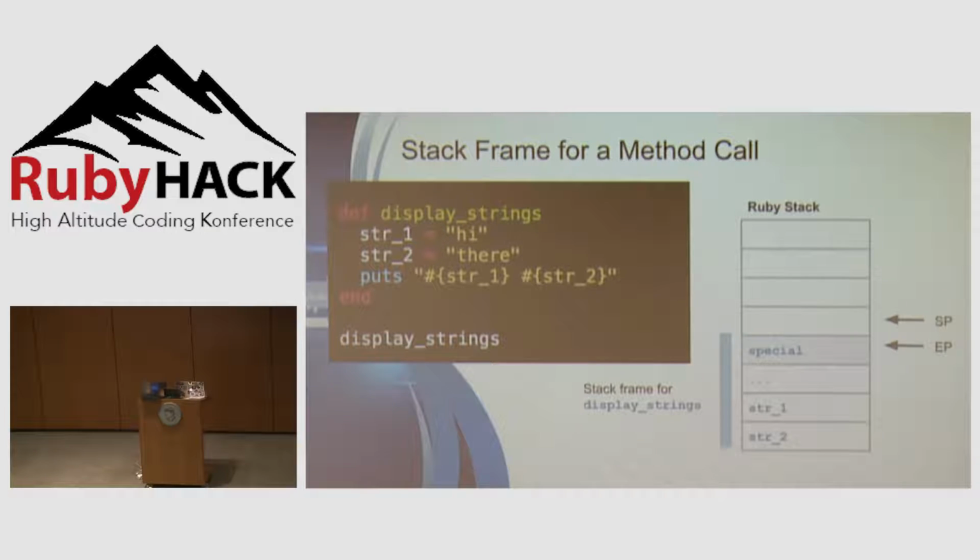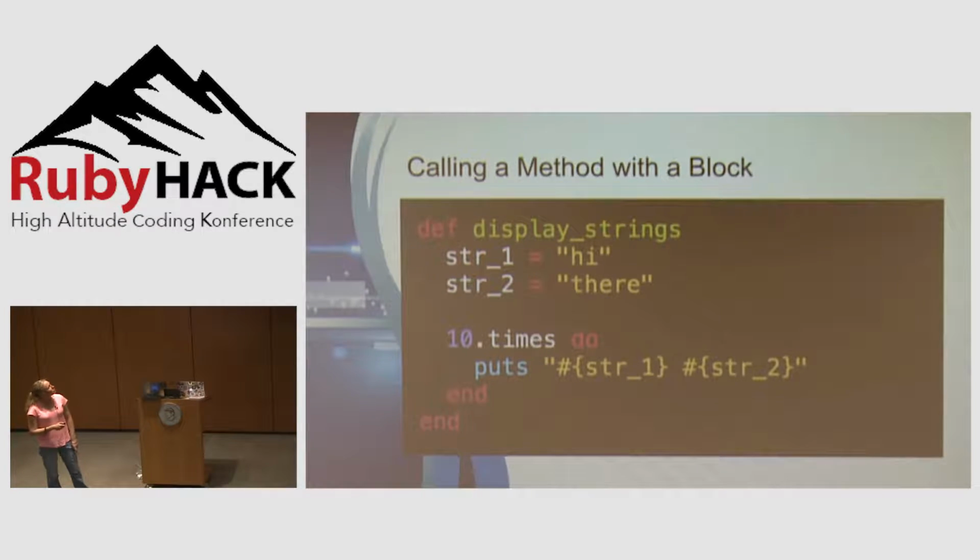Right, so this is everything that happens during a normal method call in Ruby. So let's take a look now at what happens on the stack when we call a method with a block. The method call I'm going to be looking at is this one over here. You'll see I made a small modification to the display strings method in that I've got a call to times inside it, which takes a block, and that uses the two local variables inside it. So just to be clear, the method call on the stack I'm going to be looking at now is this call to times, which takes a block.